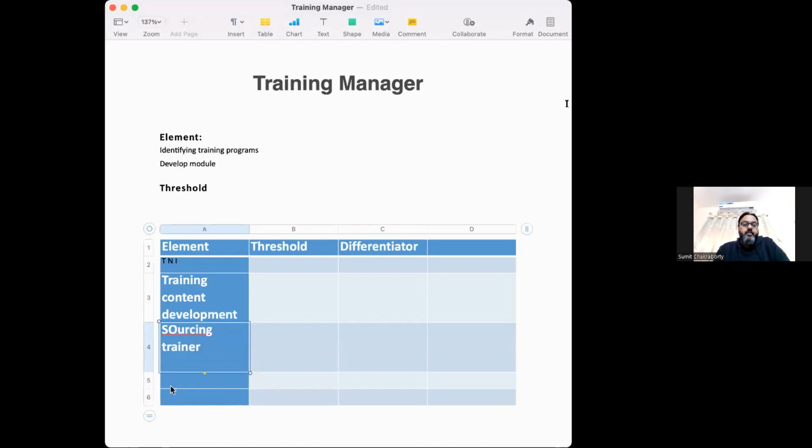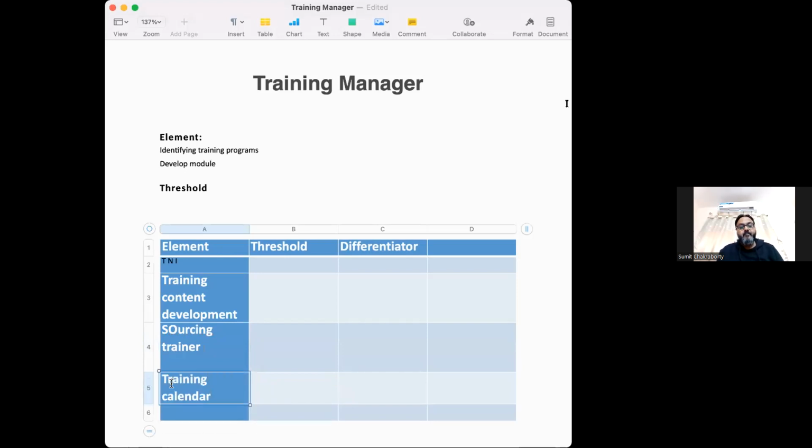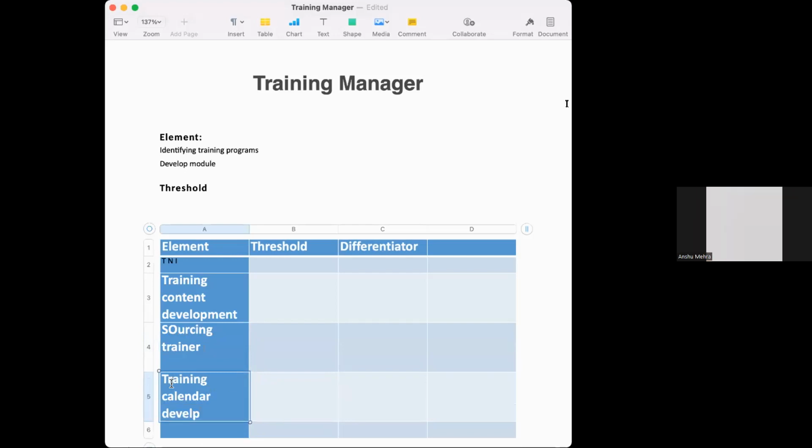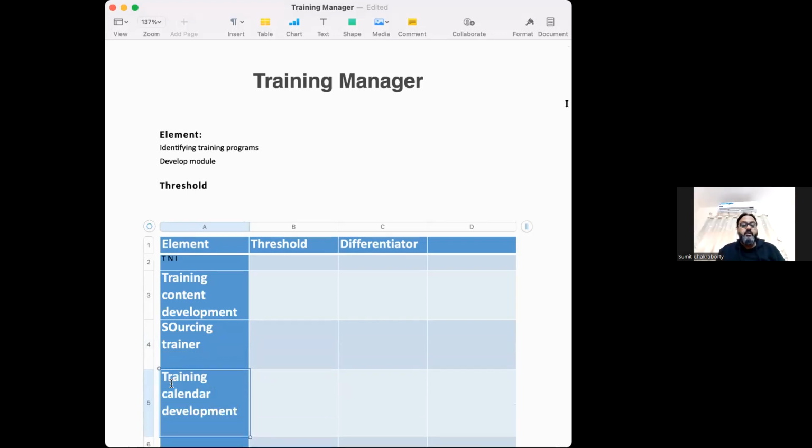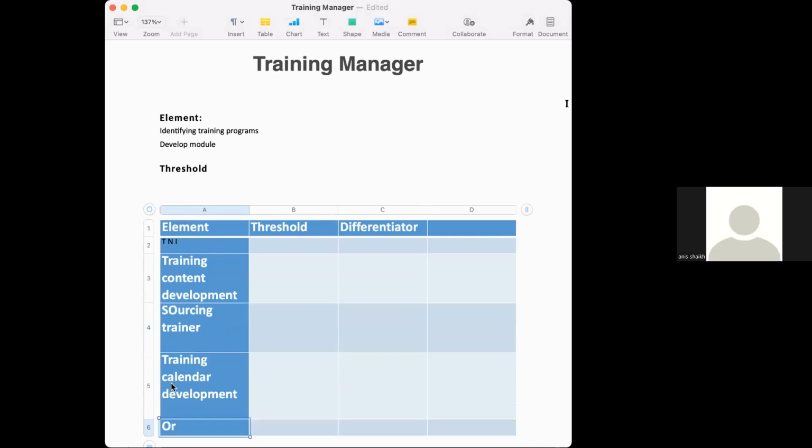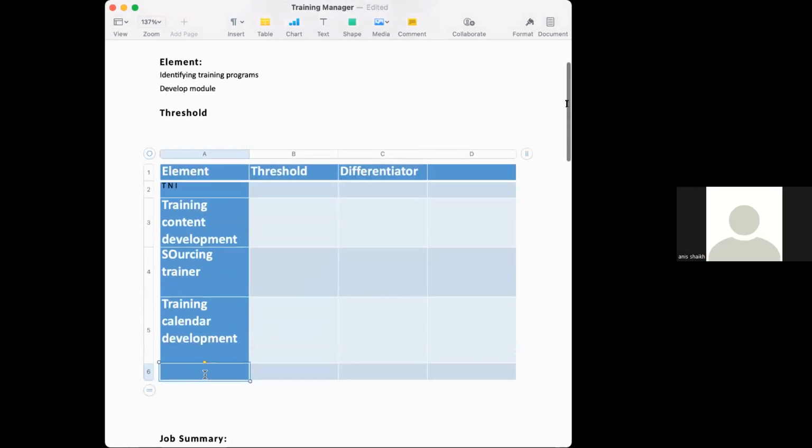Then preparing the training calendar. Then organizing the training. Then training administration. Then budget management also we can add. Budget management. Correct. Yes.